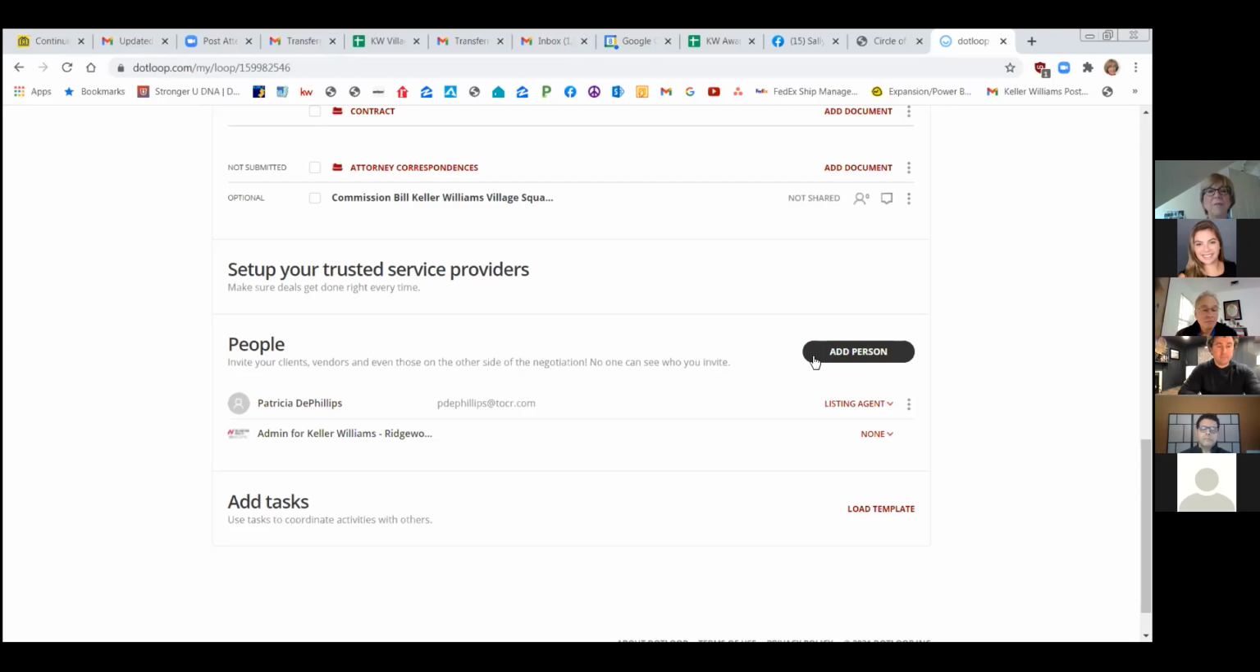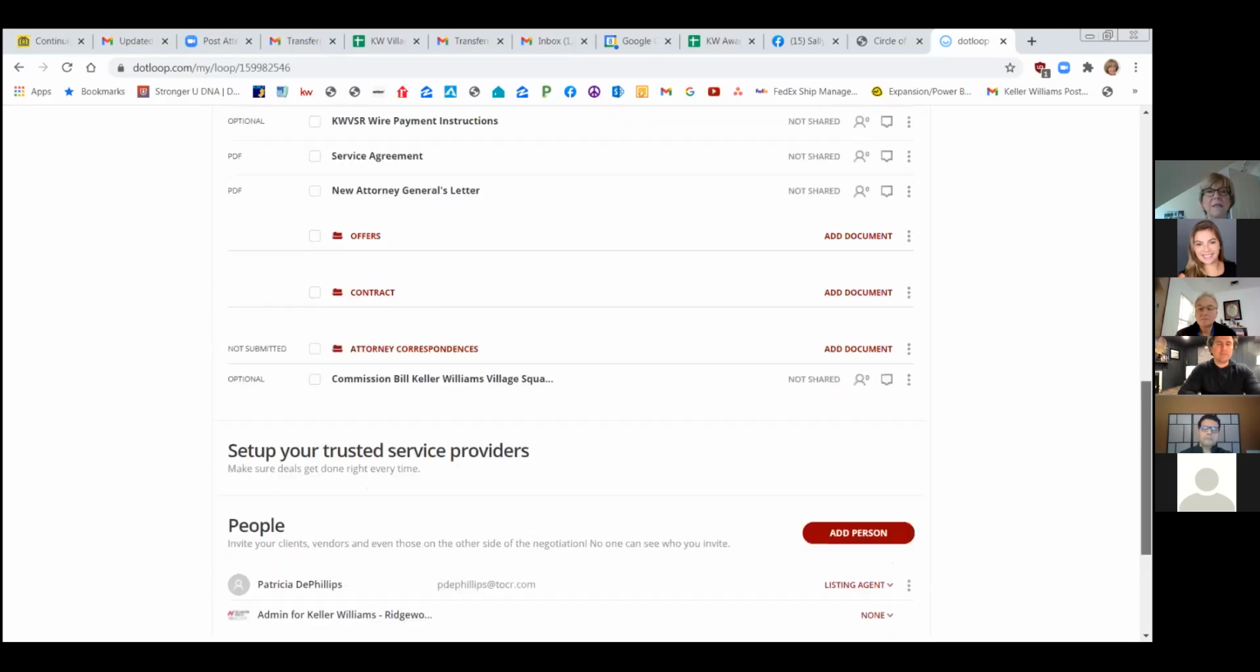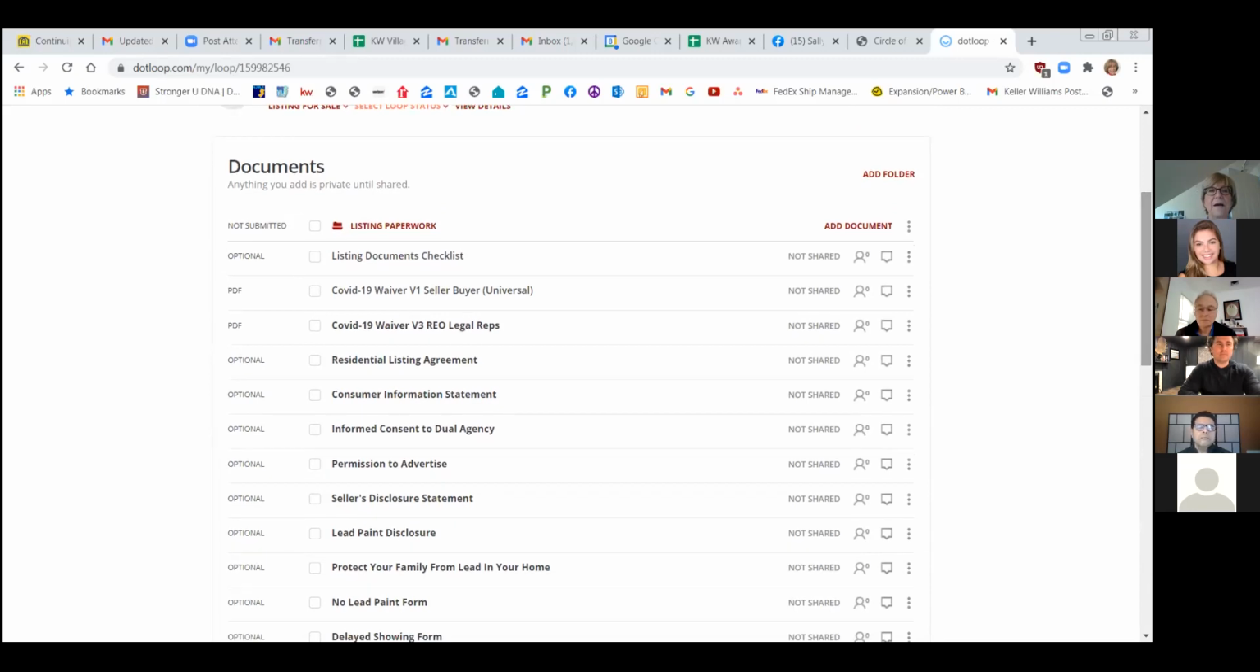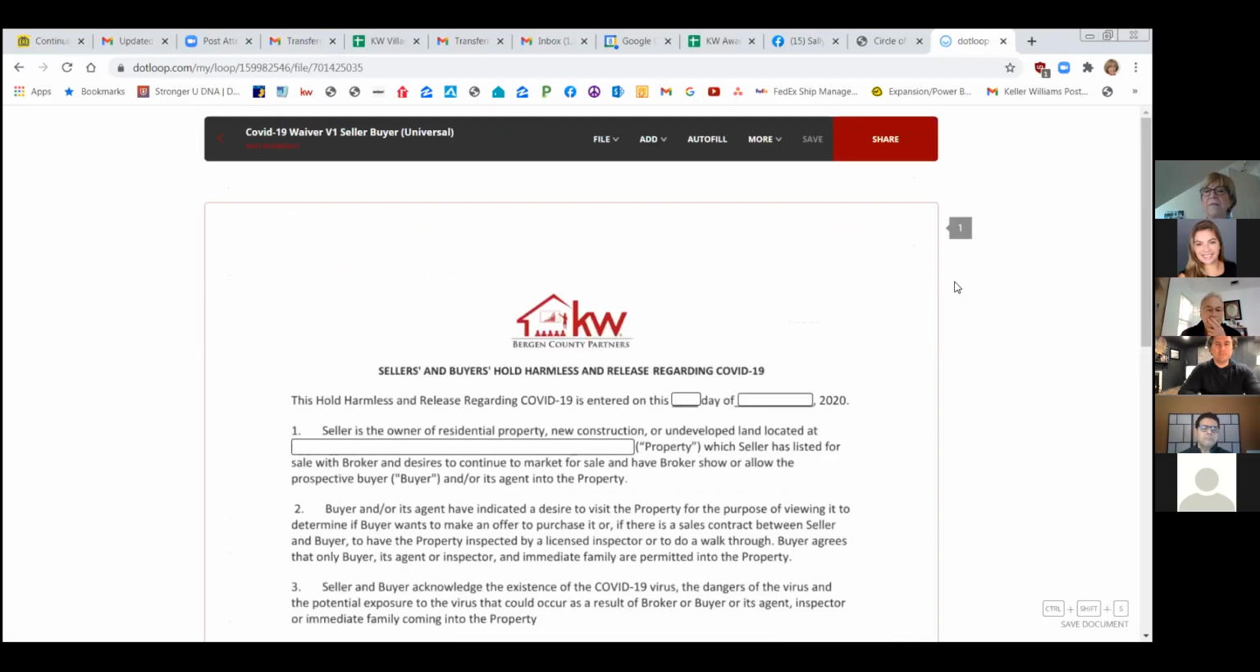And as somebody pointed out, it's important that they each have their own email. So you would add each person and each email into here. And then eventually you will be adding the realtor who sells it. You might be adding the attorneys. And by adding these people, it facilitates people signing, and it facilitates your being able to send stuff to people easily. But for now, we're just going to go back to the top and look at the COVID waiver briefly.